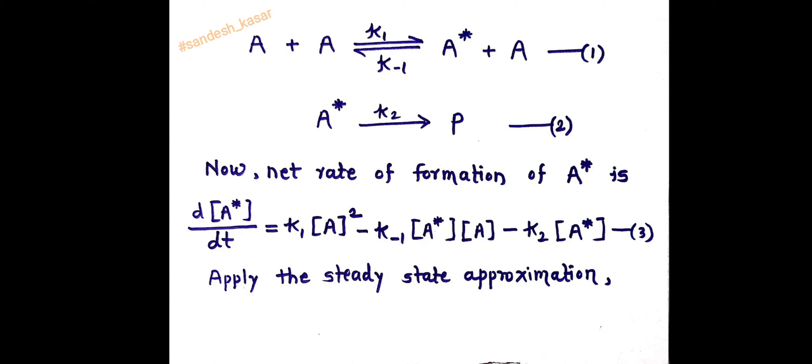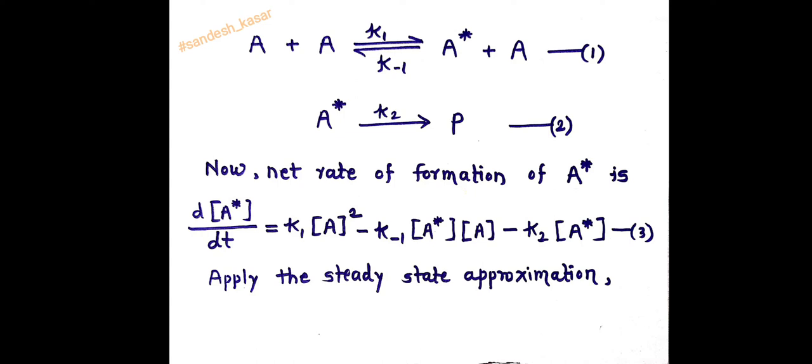In the first case, A collides with A to form excited A star along with A, and that excited A star may undergo decay to form the product. So these are our equations 1 and 2. Now we have to write the net rate of formation of A star. We are not going to write an individual rate for each reaction. We are going to write the net rate of the formation of A star. Now see how it is written.